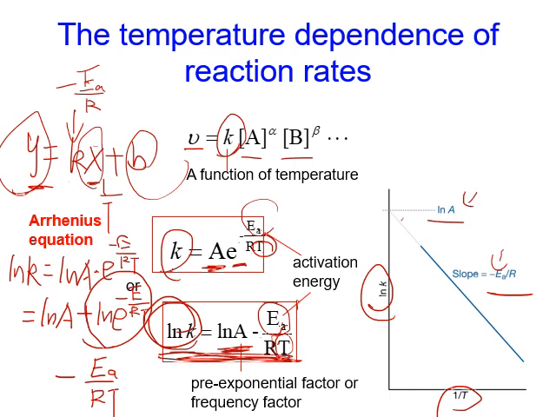So this is one way to experimentally determine the activation energy and the A constant. If we measure the k constant at different temperatures, T1, k1, and T2, k2, you plot ln k over 1 over T, you get a straight line, and that's how we can find the activation energy and the A constant.